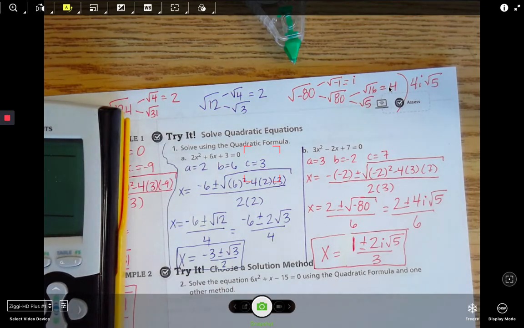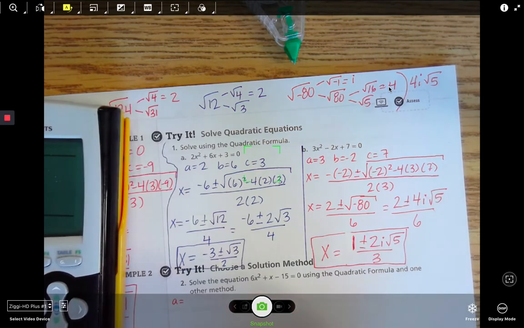Alright, number 2 says solve the equation, use the quadratic formula, and then a separate equation. So we're going to let a equal 6, b equal 1, and c equal negative 15. So x equals the opposite of b plus or minus the square root of b squared minus 4 times a times c, all over 2a.